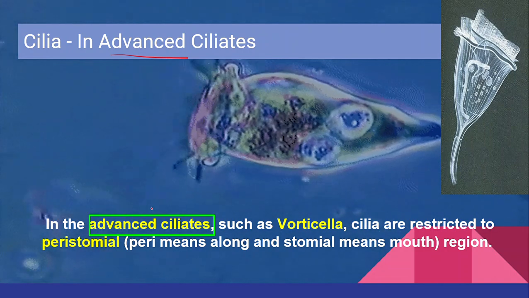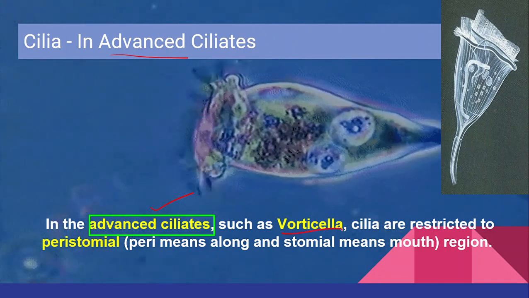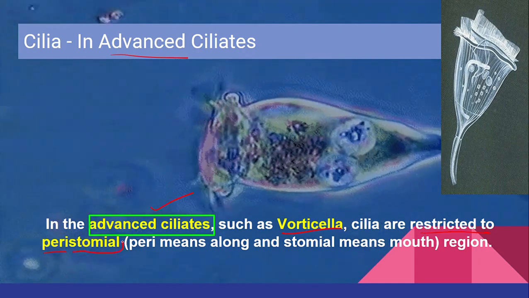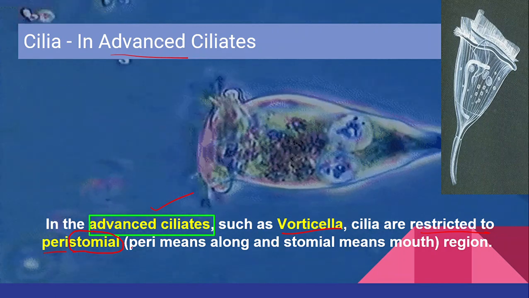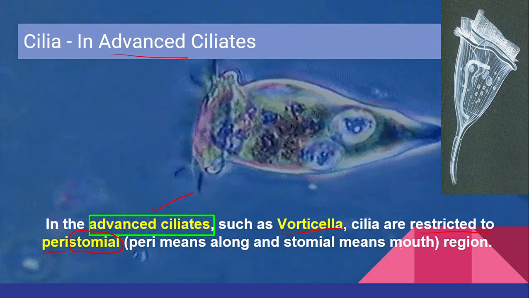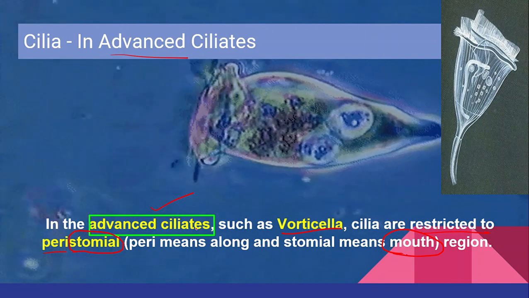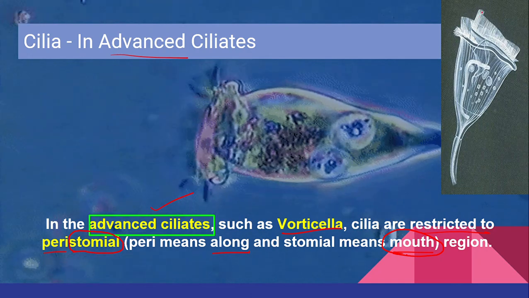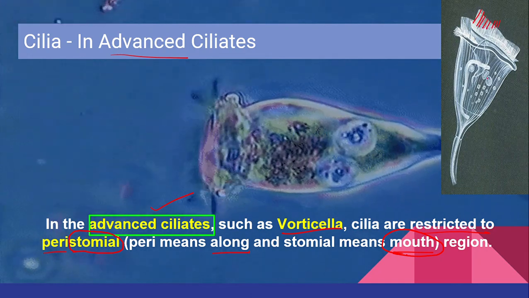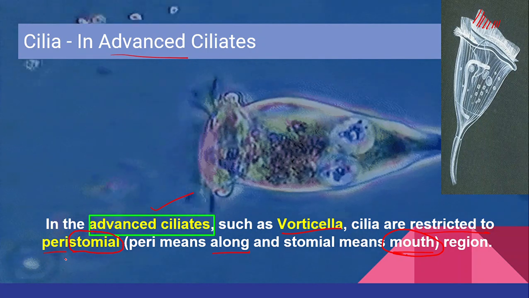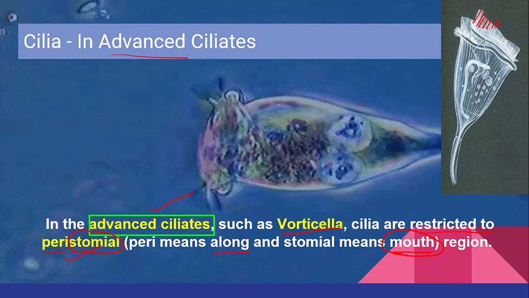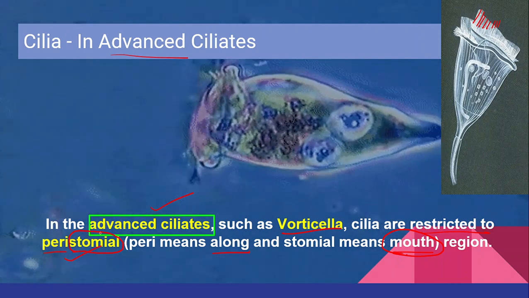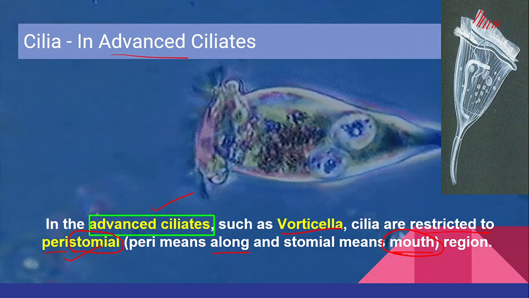When we see an advanced ciliate, cilia are restricted to the peristomial region. Do you remember we have studied about the stomia? Stomia means mouth. Peri means along and stomial means mouth. So where will you see cilia? In this picture you can see cilia is present around the mouth region. For your understanding I am saying it is the mouth region, but while writing in the paper you are supposed to write peristomial region, right? That is the advanced ciliate.